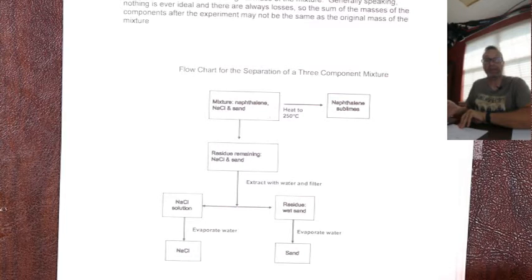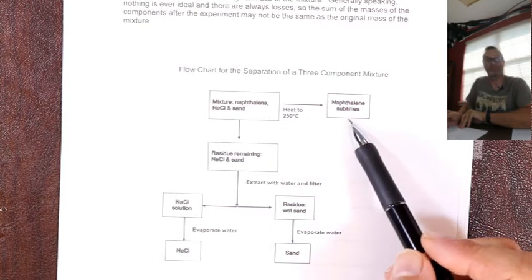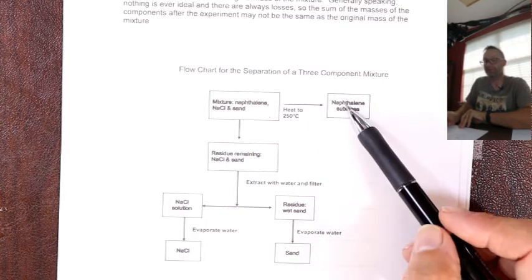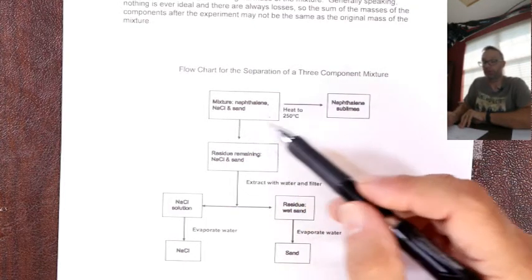Okay. We weigh it again. That difference in mass before and after heating is due to the mass of the naphthalene. So it's mass of naphthalene over mass of mixture times 100 for a percent. Okay, so hopefully you see how that works, all right?